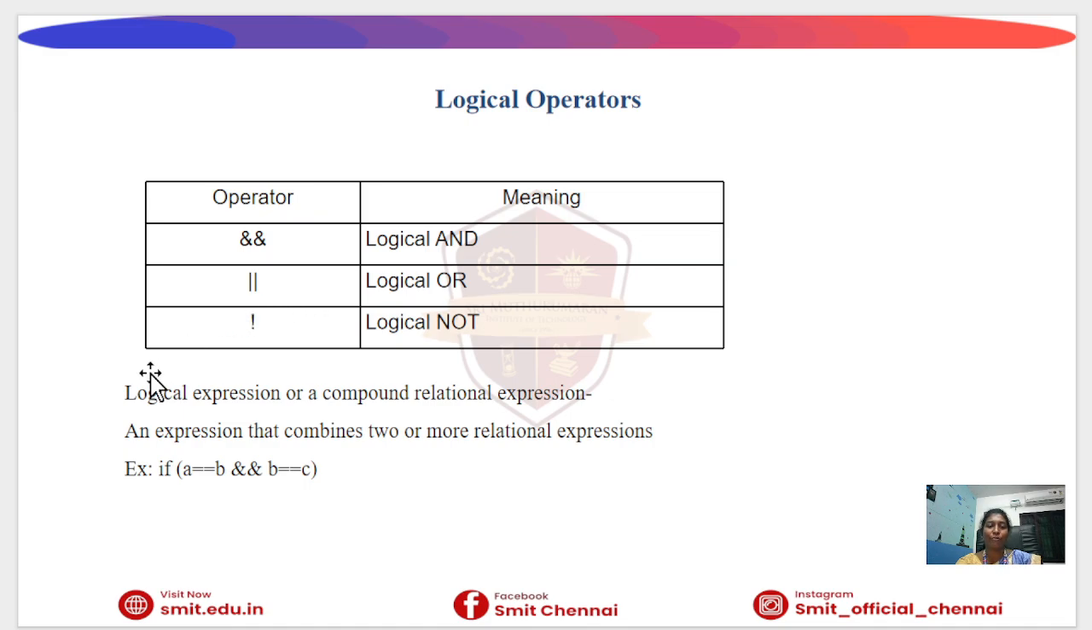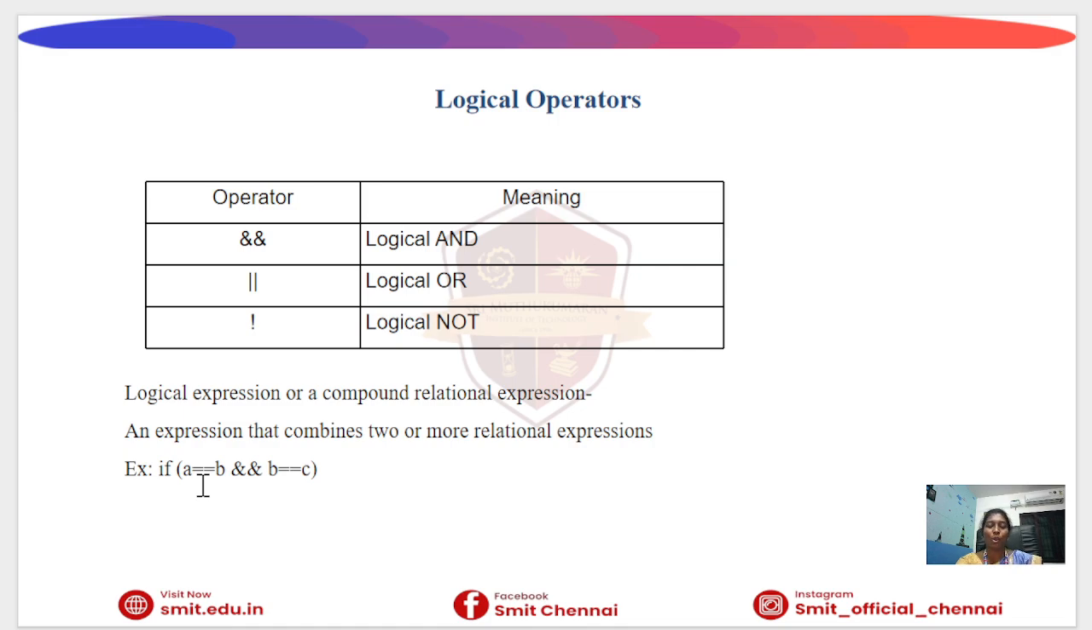For example, if A equal to B and B equal to C, all conditions must be true. Explained simply, AND is true only if both are true. OR is true if anyone is true. NOT is the reverse result: if it's true, it will come as false, and if it's false, it will come as true.